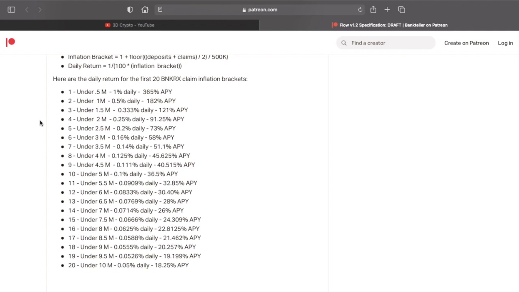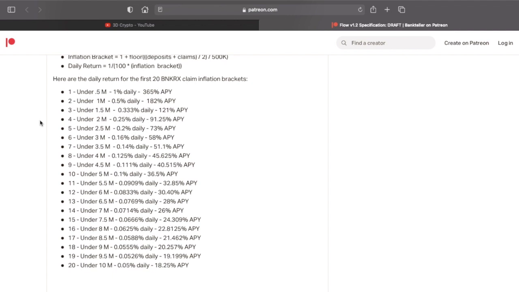So the larger you are as a player, the lower your APY and the lower your daily return can be. So in theory, if you're a whale, the most you can withdraw daily from the contract is going to be 5,000 BNKRX. For example, if you've got a 10 million deposit into Flow with BNKRX, it will limit you to a 0.05% daily return, which is 5,000 BNKRX.